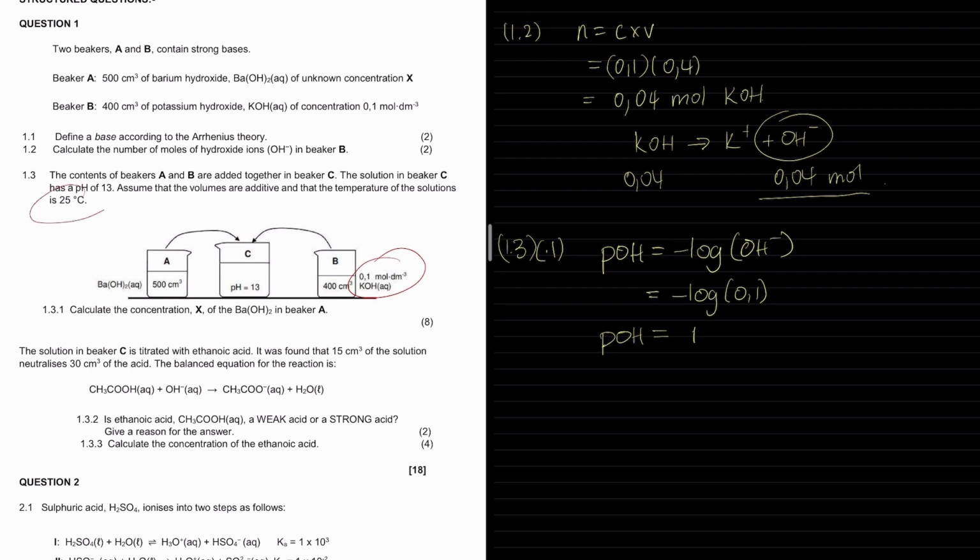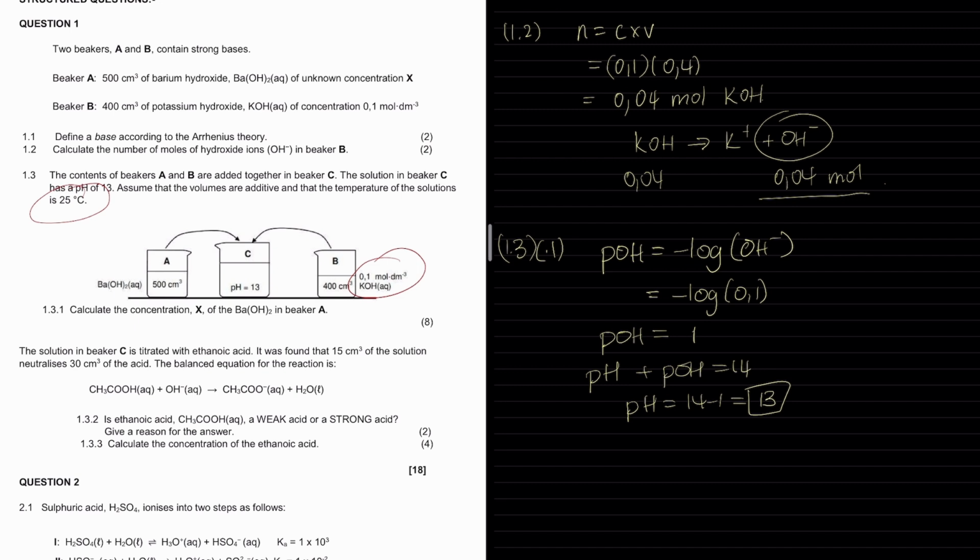Now, since this whole thing is occurring at 25 degrees Celsius, we can use the Kw formula, but this is again the unconventional method. So from here I can say that pH plus pOH is equal to 14. That means pH is equal to 14 minus 1, which is 13.